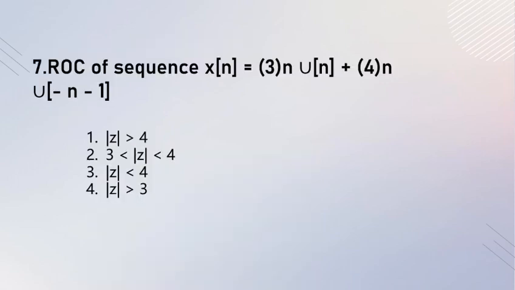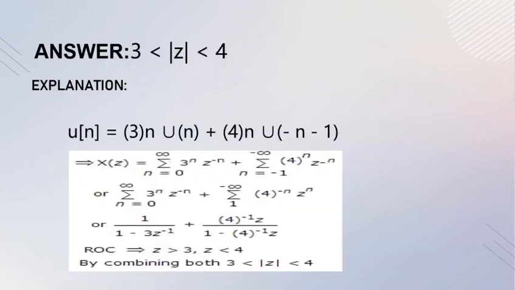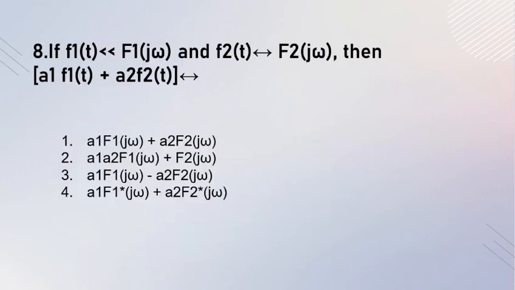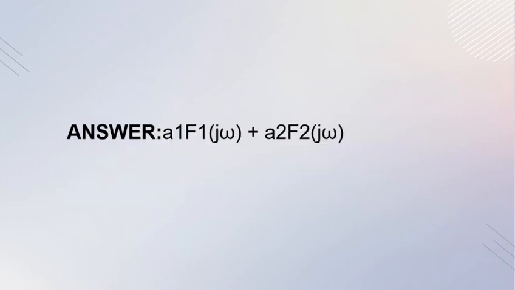ROC of sequence x of n is equal to 3 power n u of n plus 4 power n u of minus n minus 1. We have to take the Z transform for the given question and we will get the answer region of convergence as 3 less than modulus of z less than 4. If f1 of t has transform F1 of j omega and f2 of t has transform F2 of j omega, then a1 f1 of t plus a2 f2 of t has the transform a1 F1 of j omega plus a2 F2 of j omega, which is the linearity property.